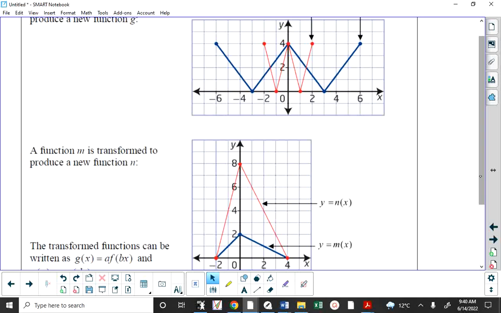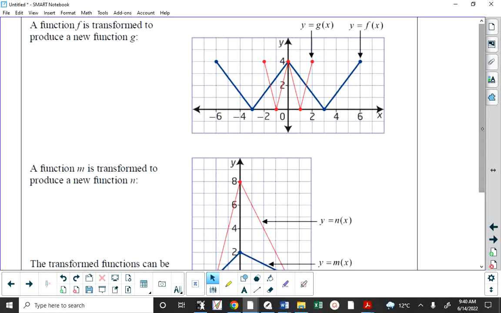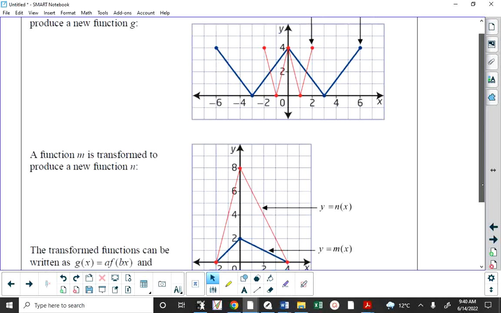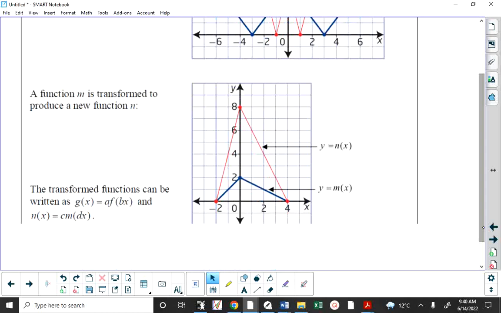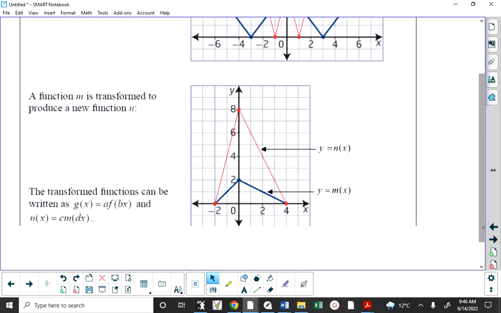A is the amount of the vertical stretch. So when you compare the height of f of x to the height of g of x, has the height changed? So what is the value of A? It has to be 1. Okay? So A is 1. G of x is going to be equal to 1 f of something.